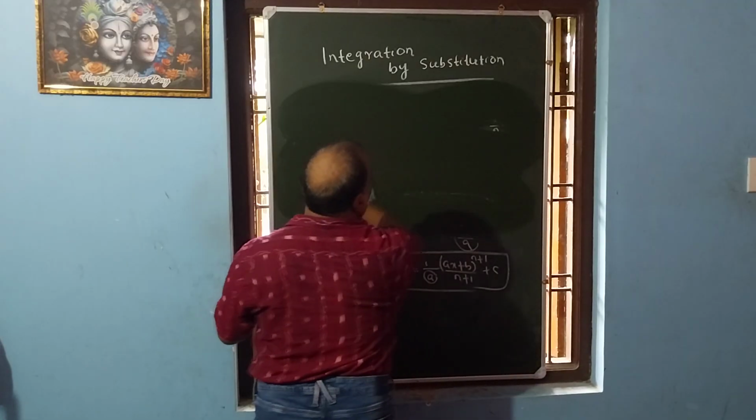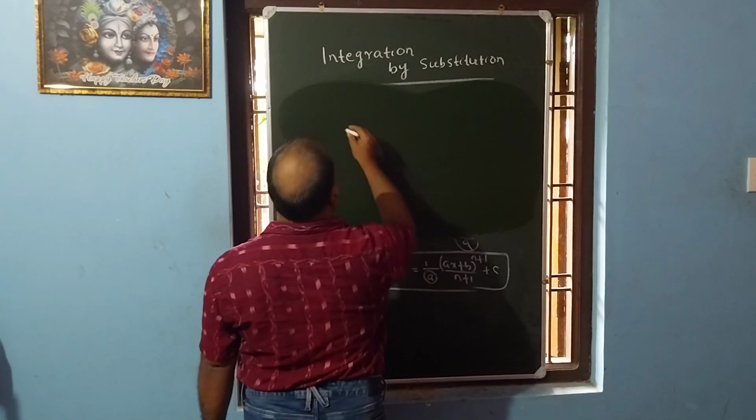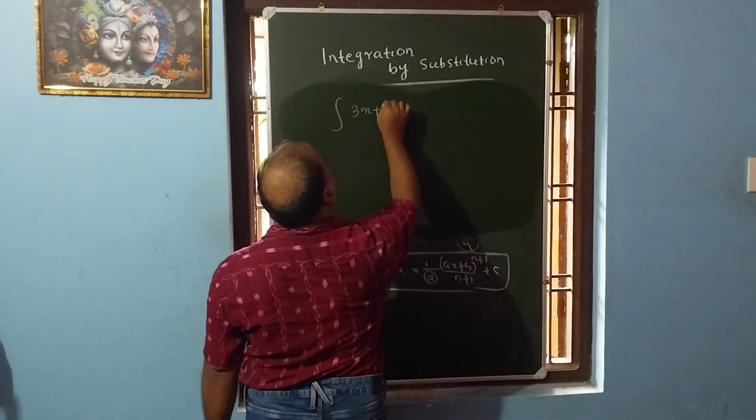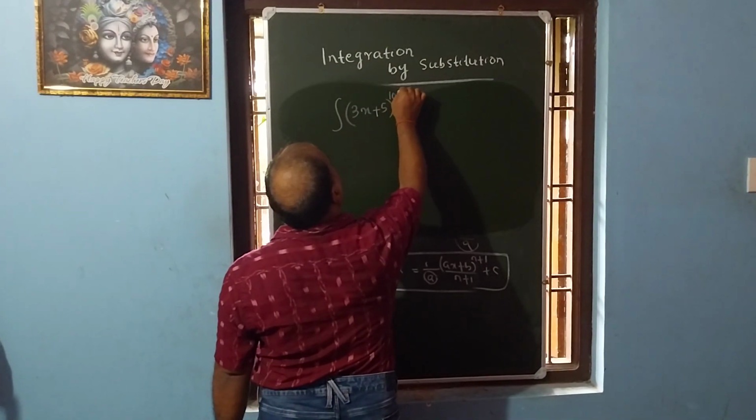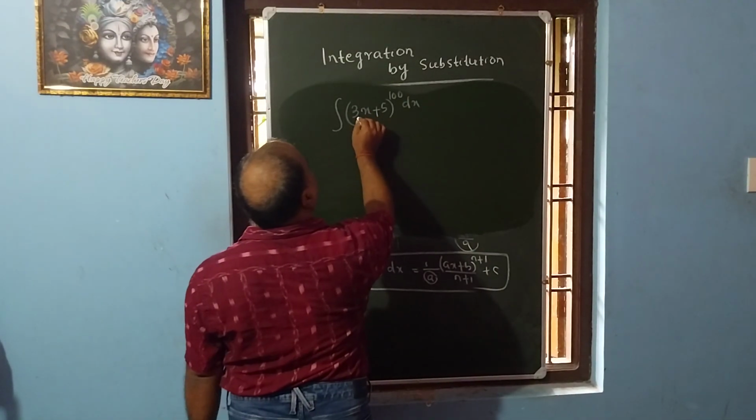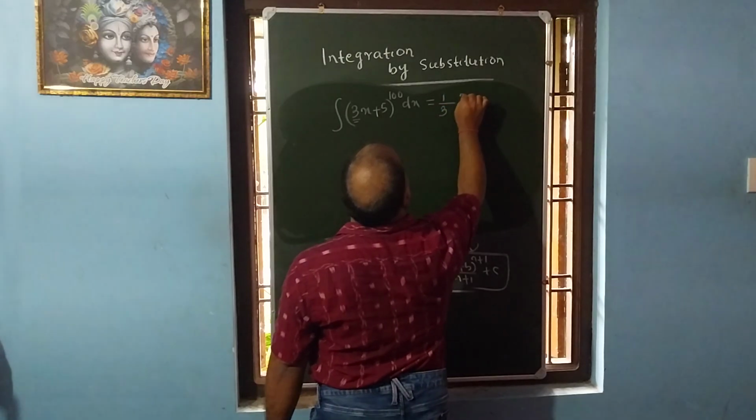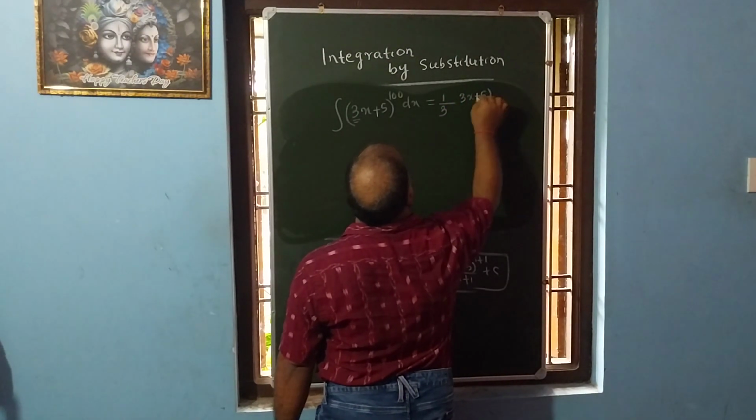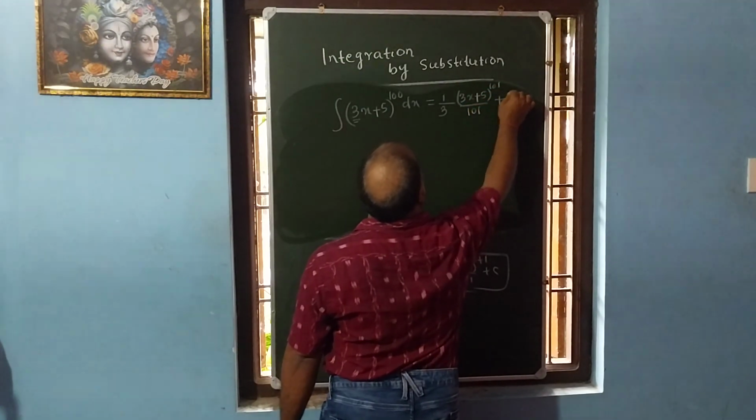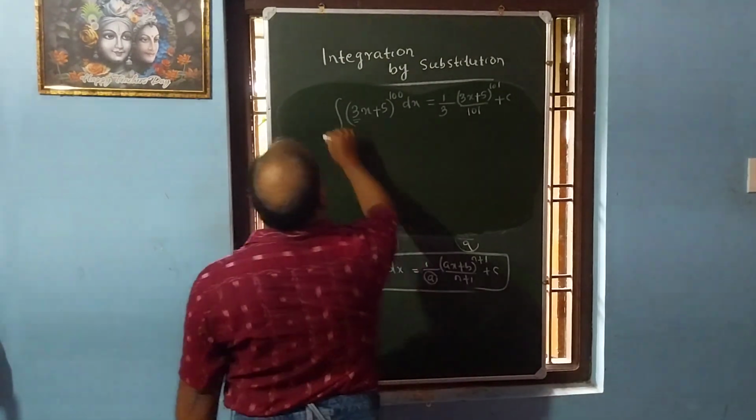So write down one example. Integration of (3x plus 5) to the power 100 dx. So here the coefficient of x is 3. So the answer is equal to 1 by 3, (3x plus 5) to the power 101 divided by 101, plus c. Okay. So this is the answer.